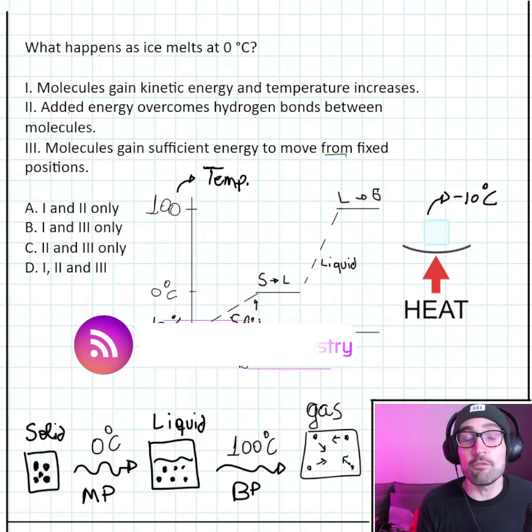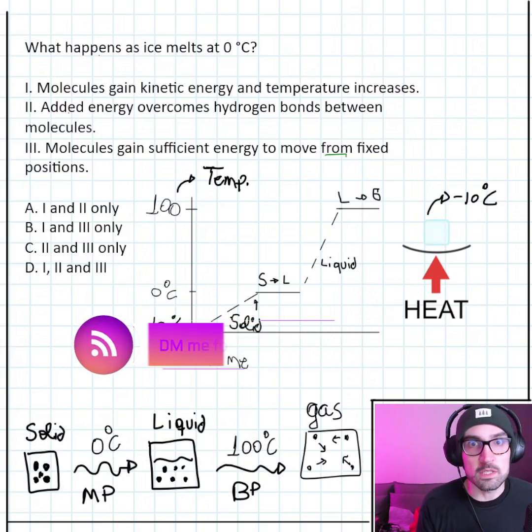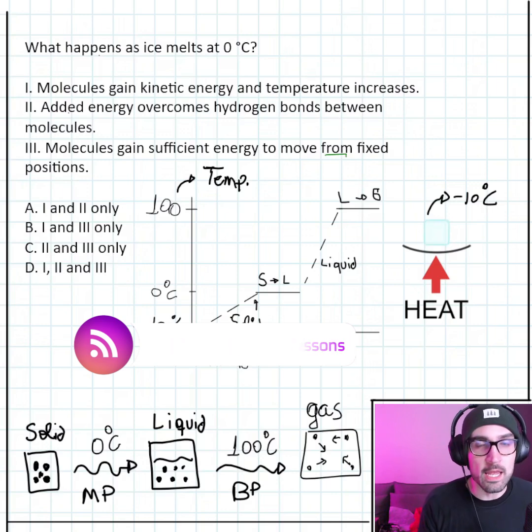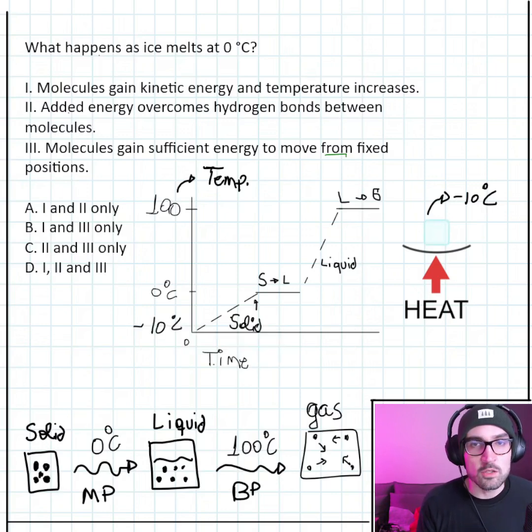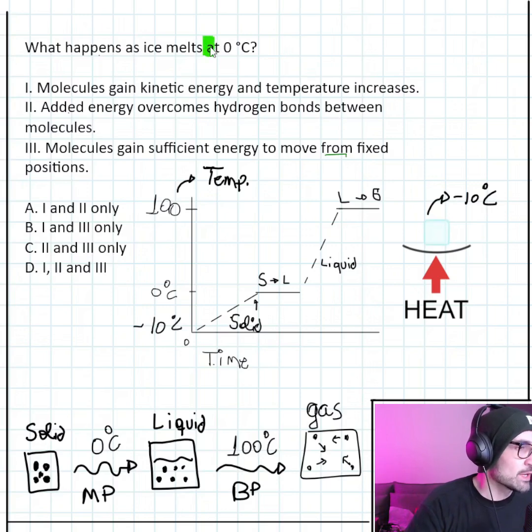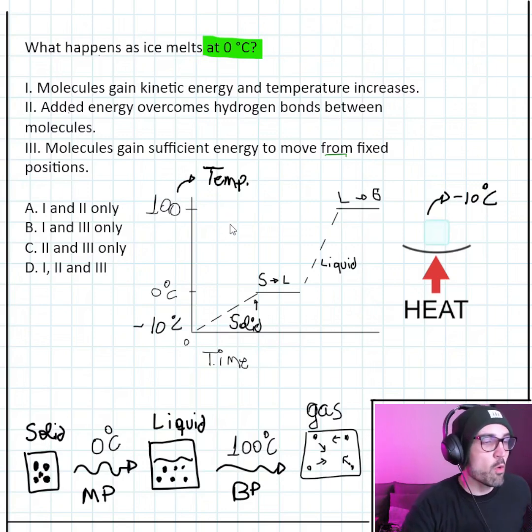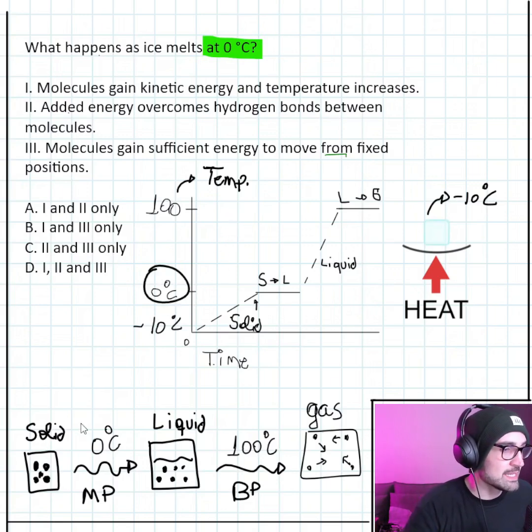Today I brought you a very tricky question about states of matter, a Paper 1A IB Chem style question. So let's get right onto it. It says, what happens as ice melts at 0 degrees? This is a super important distractor because it wants to know what happens at exactly 0 degrees. As we know, 0 degrees is the melting point of water, when the particles go from solid to liquid.